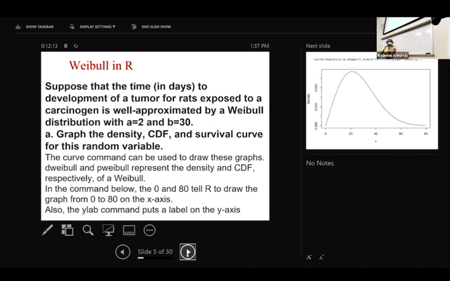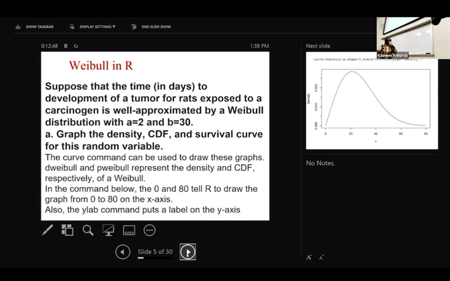Let me tell you this. The parameters in the Weibull distribution, we call one the shape parameter, and we call the other one the scale. This guy here, alpha, is the shape parameter, and the shape parameter is what determines the shape of the distribution. And beta is the scale, and the scale parameter is just going to tell us how spread out the distribution is.